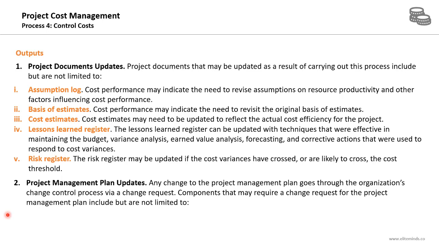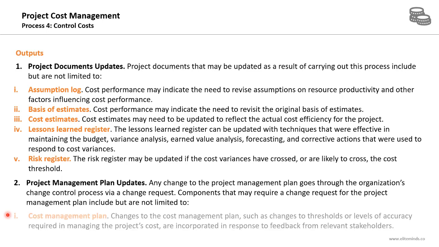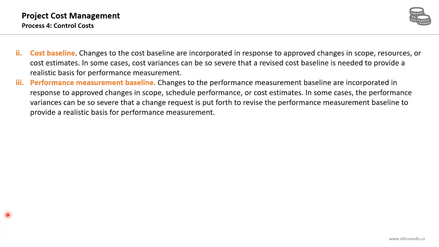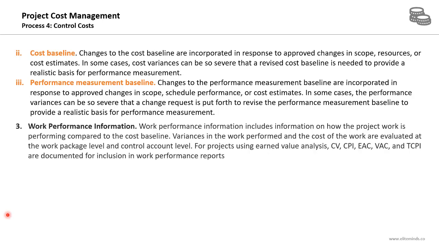Project management plan updates. Some of the components of the project management plan that might be updated are the cost management plan. Changes to this plan, such as changes to thresholds or levels of accuracy required in managing the project's cost, are incorporated in response to feedback from relevant stakeholders. The cost baseline might be updated in response to approved changes in scope, resources, or cost estimates, and the performance measurement baseline might be updated for the same purpose.